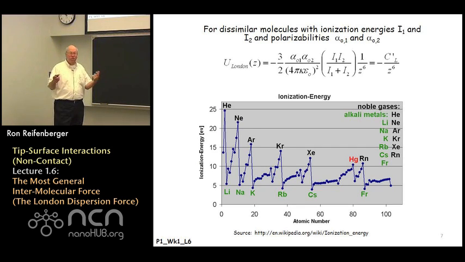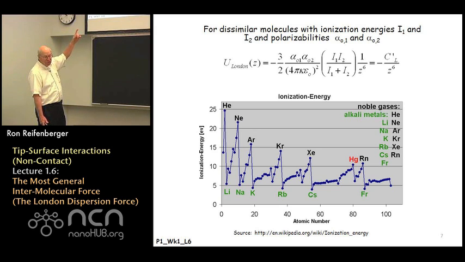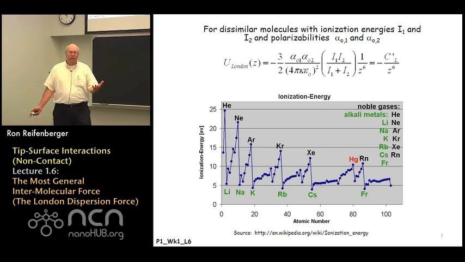If you have, as I just mentioned, two dissimilar molecules with different ionization energies and different polarizations, then that formula that I wrote down can be generalized to the particular equation that's shown here on the top of this slide. This is a standard result that you find in many of the references in the literature. The ionization energy is, of course, a quantum mechanical parameter.